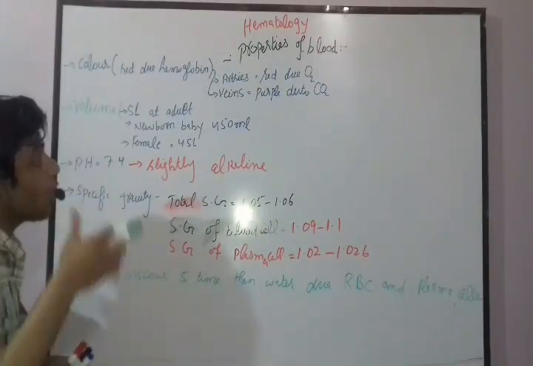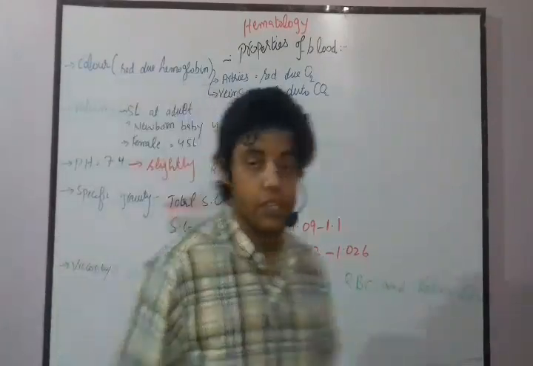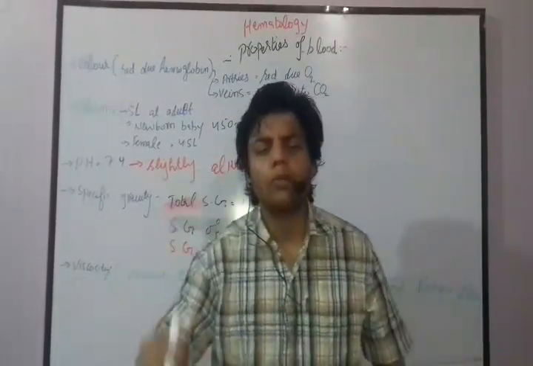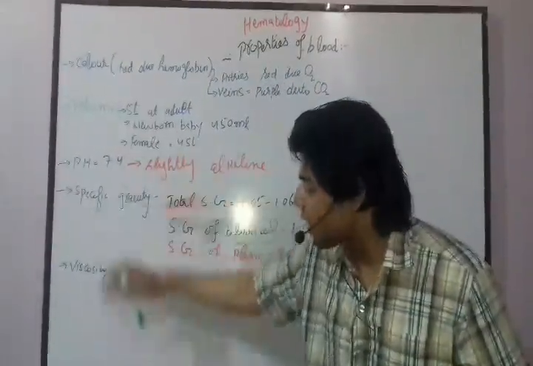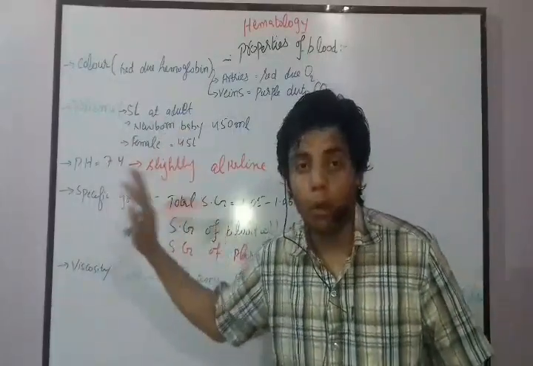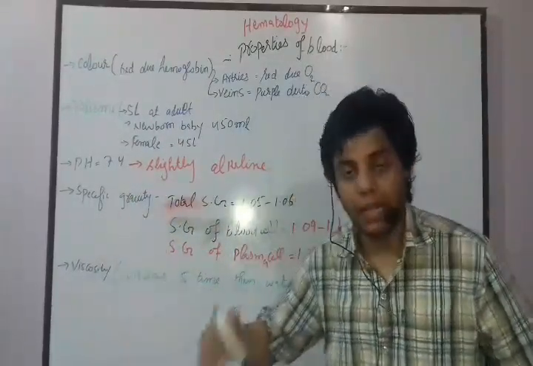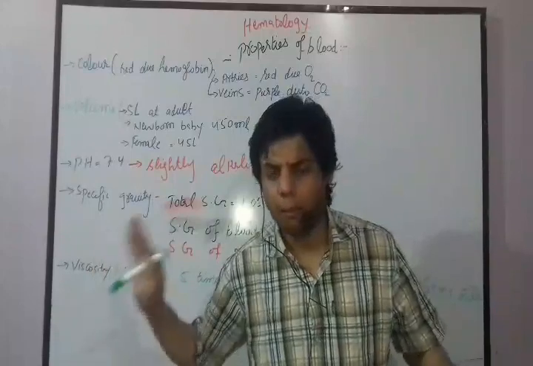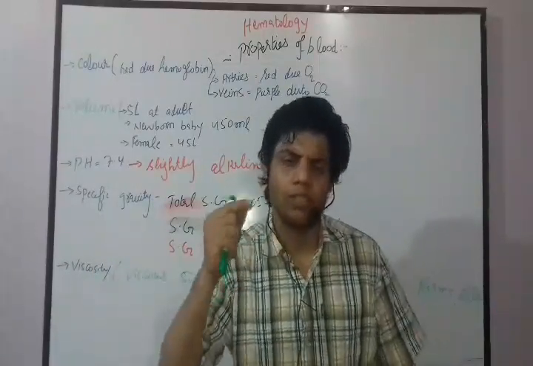So that's all about the properties of the blood in detail. There are some other properties of the blood as well, but these are the common and very important properties of the blood. There are some other properties, but these are the main properties. You should memorize these properties.